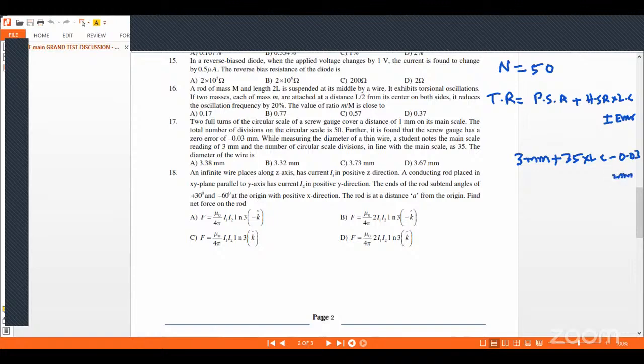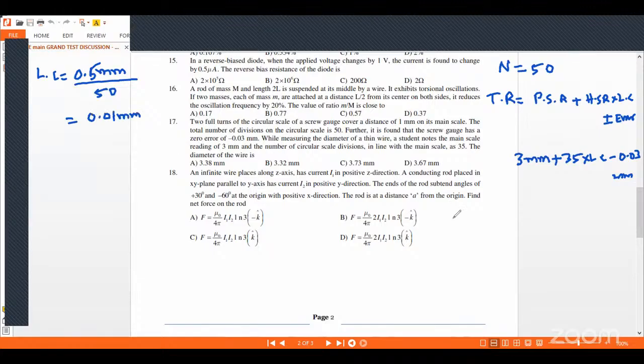We need to find the least count. The least count is the value of one pitch scale division, that is 1 mm, divided by the number of circular scale divisions, that is 50. Right? Here, 2 full turns they give 1 mm, so one pitch scale division is 0.5 mm. So it is 0.5 by 50, which means 0.01 mm.